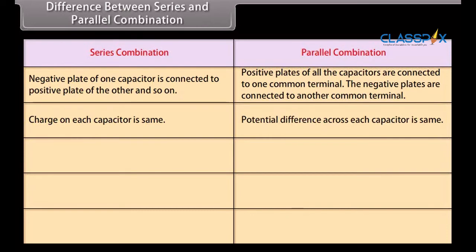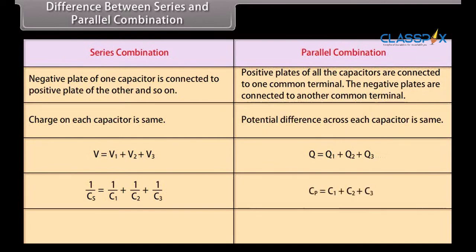In series combination, V is equal to V1 plus V2 plus V3. Whereas in parallel combination, Q is equal to Q1 plus Q2 plus Q3. In series combination, reciprocal of Cs is equal to 1 upon C1 plus 1 upon C2 plus 1 upon C3. Whereas in parallel combination, Cp is equal to C1 plus C2 plus C3.